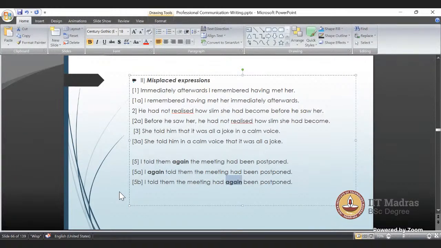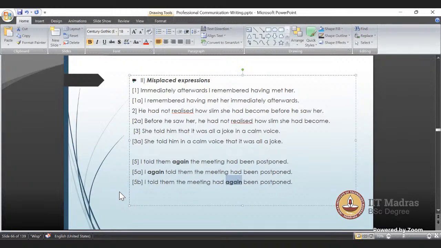I again told them the meeting had been postponed. The focus is on the person, right? So I again told them, right? And the second one, it is about the meeting itself. The meeting had again been postponed, right? So just by changing the position of the word again, you have achieved the task of emphasizing, in the first sentence, the speaker and, in the second sentence, the meeting itself.